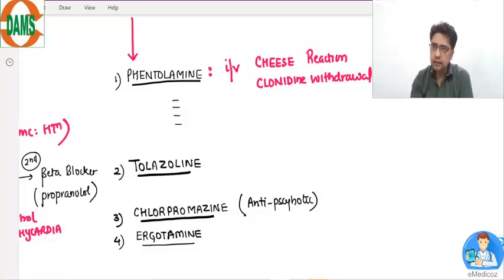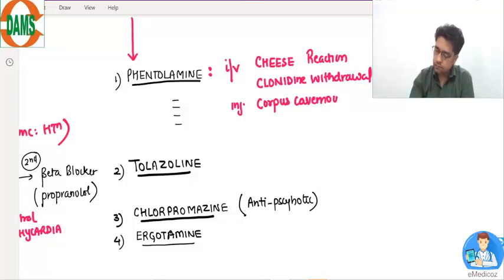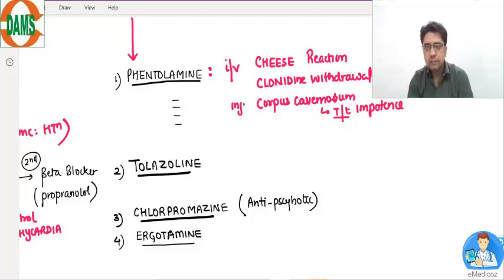Next, it is given as an injection directly into the corpus cavernosum for the treatment of impotence. Can you tell me the reason why? Because it causes prolonged penile erection. Hence, it is given for the treatment of impotence.